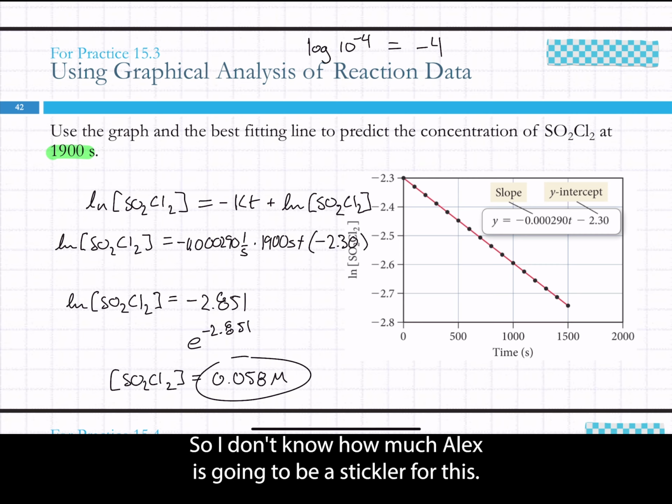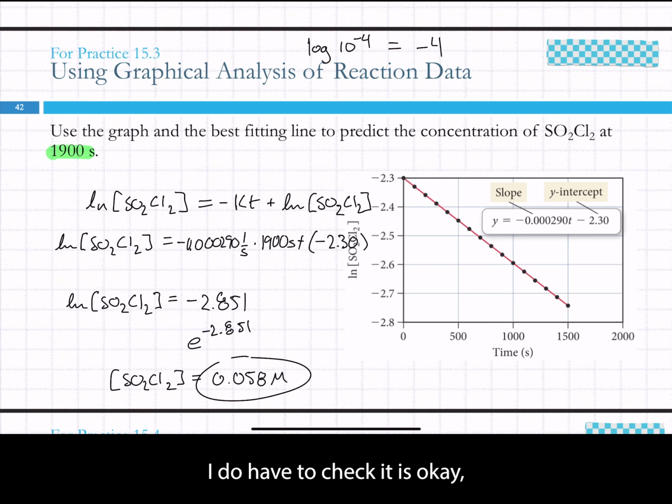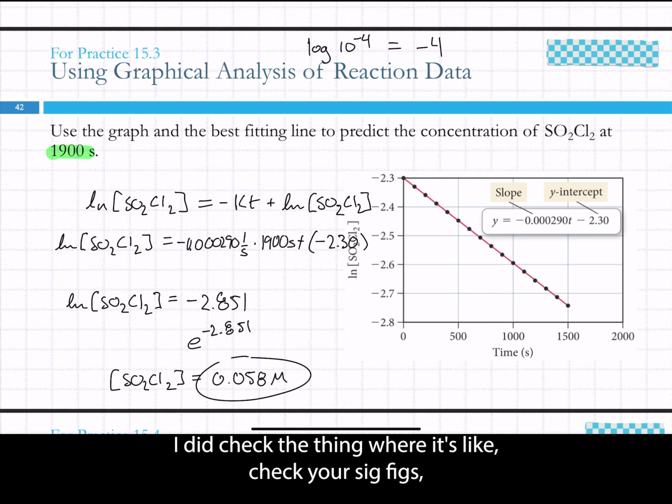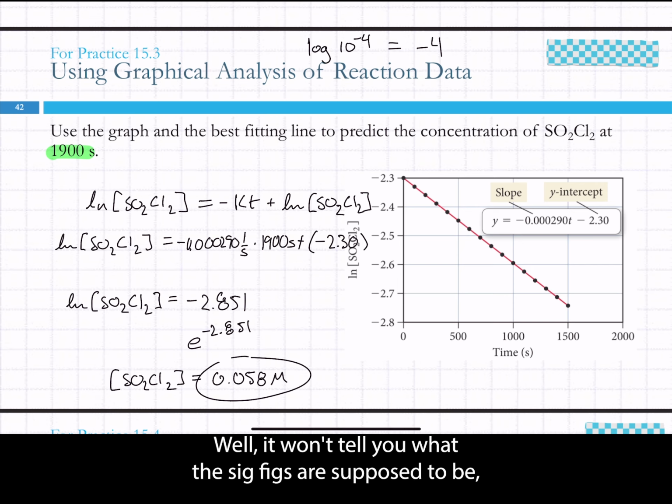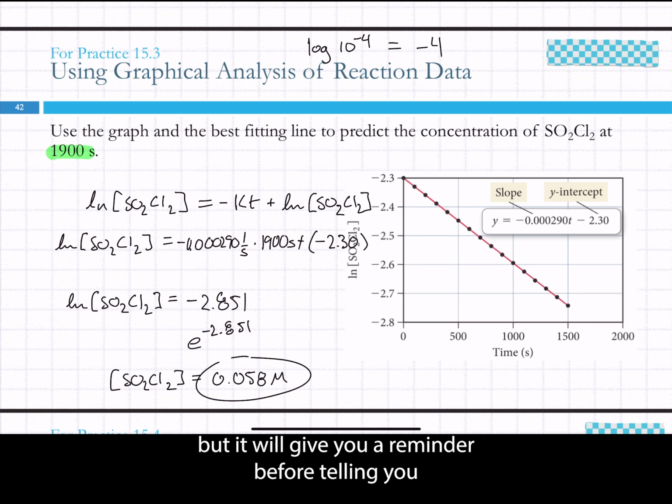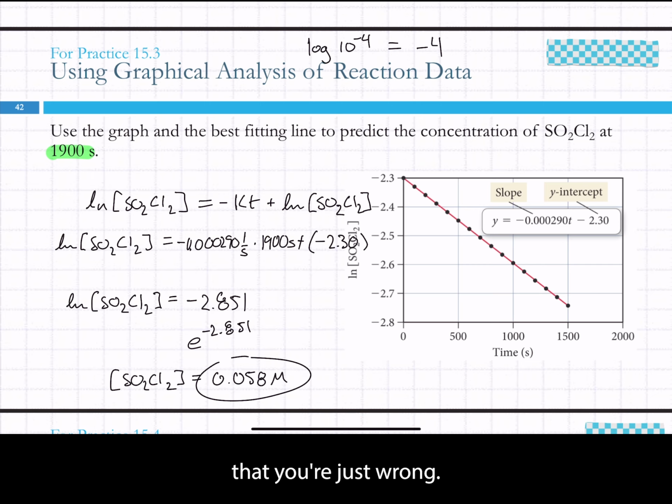Probably bring this up. I don't know how much Alex is going to be a stickler for this. I do have the check. It is? Okay. I did check the thing where it's like, check your sig figs, where it won't tell you what the sig figs are supposed to be, but it will give you a reminder before telling you that you're just wrong. Yeah, I can go over more examples of that another time.